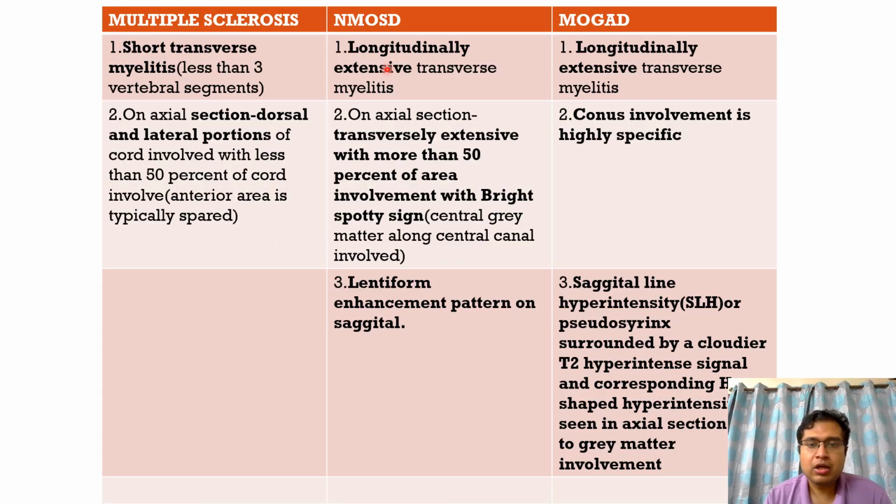So multiple sclerosis, spinal cord involvement is short transverse myelitis, less than 3 vertebral bodies, and on axial sections, dorsal and the lateral portions of the cord are involved. In NMOSD, it's longitudinally extensive, and it is showing bright spotty sign on the axial images with more than 50% area of involvement. So it's transversely extensive as well with lentiform enhancement. While in MOGAD, it is longitudinally extensive with typical conus involvement, which is highly specific, sagittal line hyperintensity or pseudosyrinx appearance, along with H-shaped hyperintensity in the axial images, and are very specific for MOGAD.